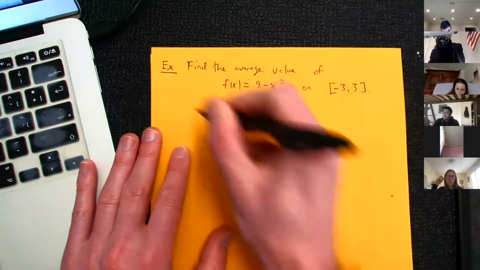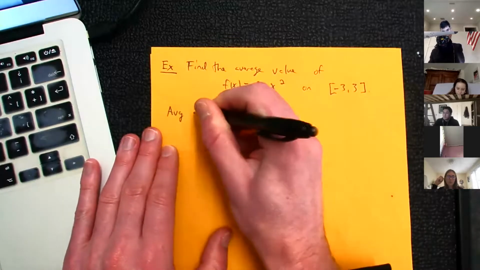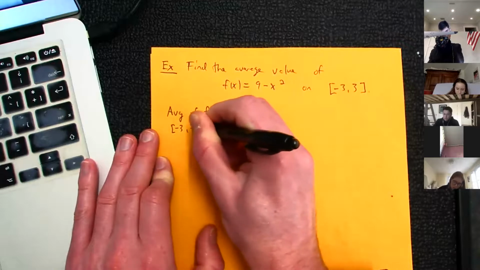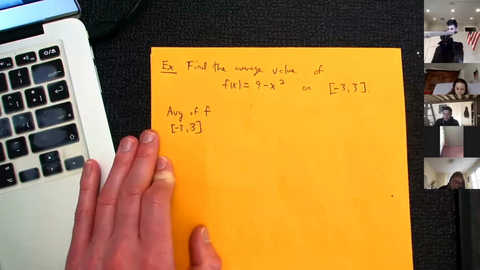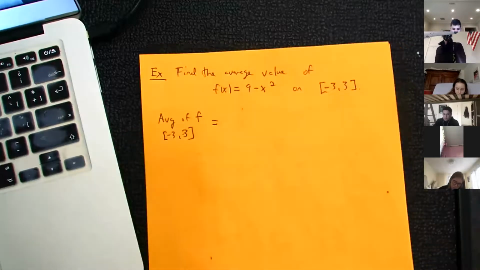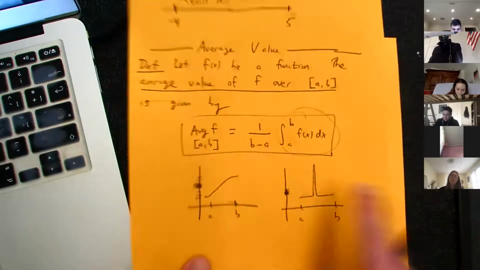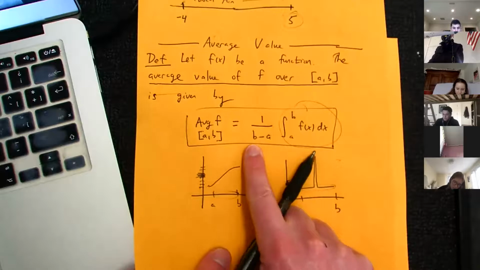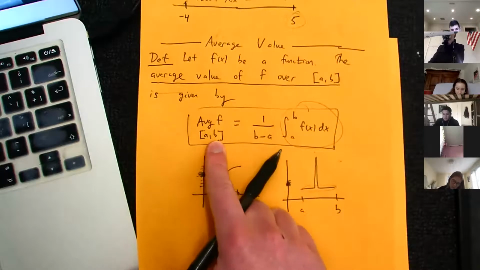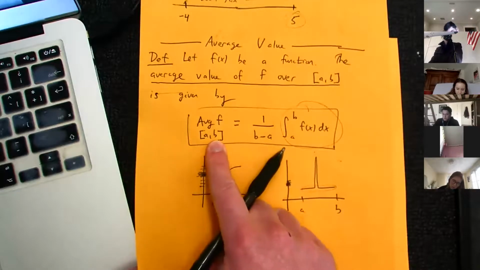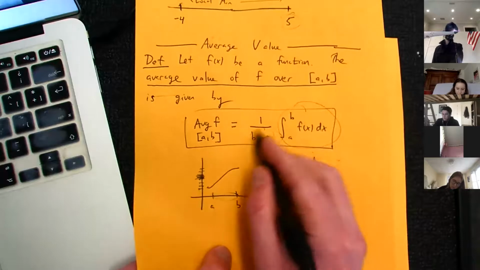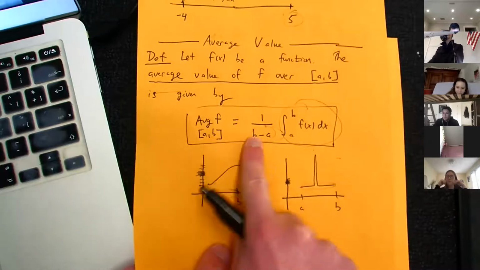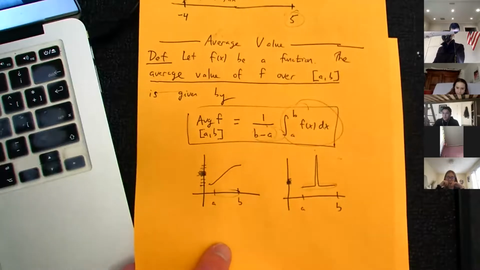Okay, so the average value of f over the interval from -3 to 3 is going to be what? Let's recall the formula. You start with 1 over b minus a. A and B, of course, are the left and right endpoints of the interval over which you're computing the average value. It's essentially just the width of the interval. Do you guys see that? If you're going from A to B, then B minus A is just the length of the interval.